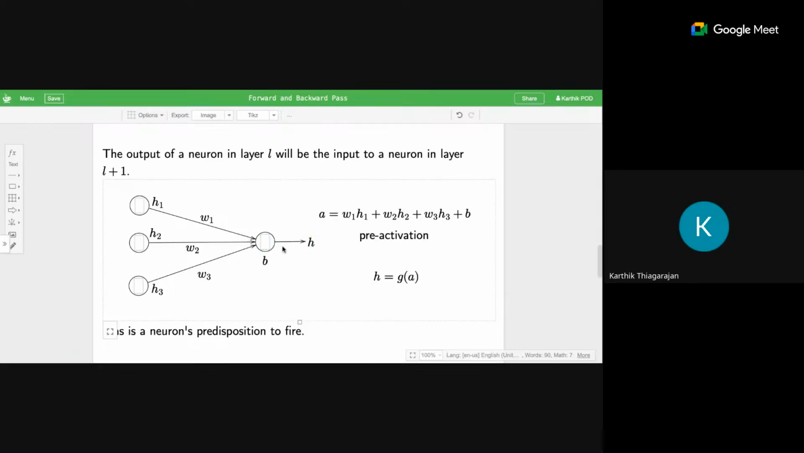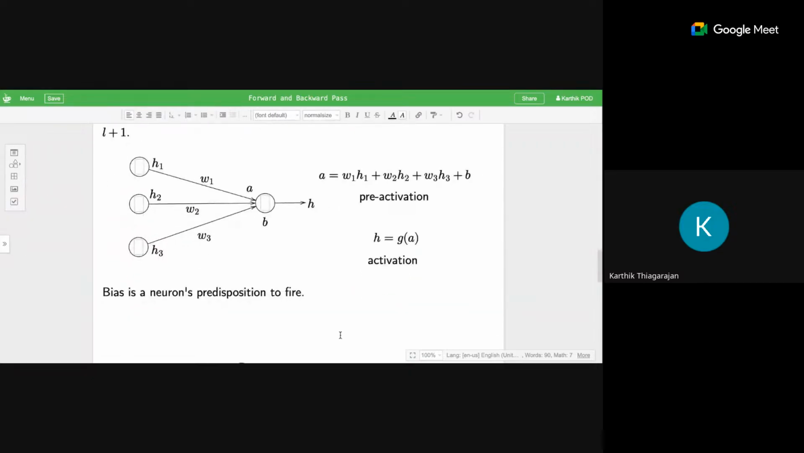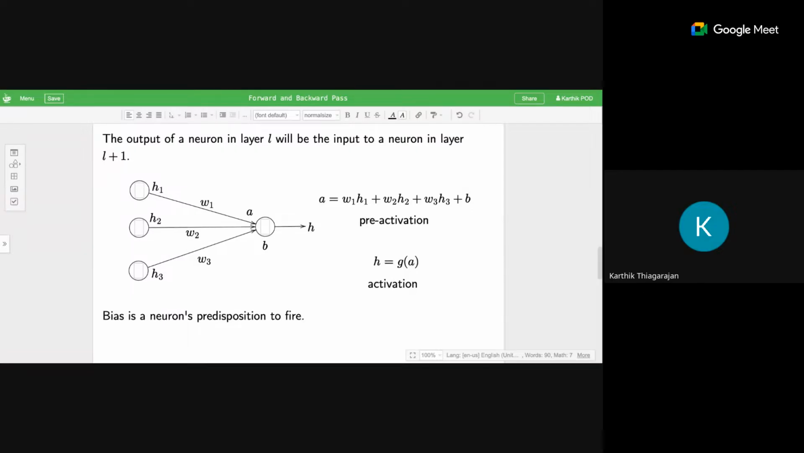And just before it becomes H, it would have computed A. So let me add that here. Somewhere just before the neuron, you will represent this as A, and then an activation function will be applied, which will turn the A to H. So this is the activation. Any questions regarding this part? Does everyone get it?